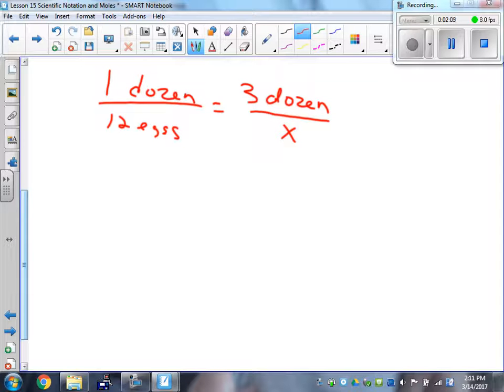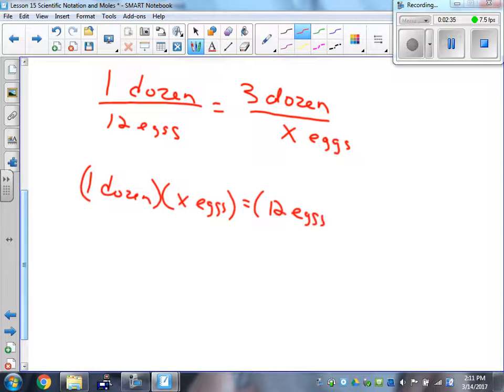Look what happens when you cross multiply, guys. Remember, this would actually be eggs here. Dozen, dozen, eggs, eggs. If you write all this out, you get the right answer with the correct units if you put it in the right spot. Look, 1 dozen times x eggs equals 12 eggs times 3 dozen. So we cross multiply. You guys know how to do that, correct? That works. That's a ratio, proportion, or equivalent fraction thing.